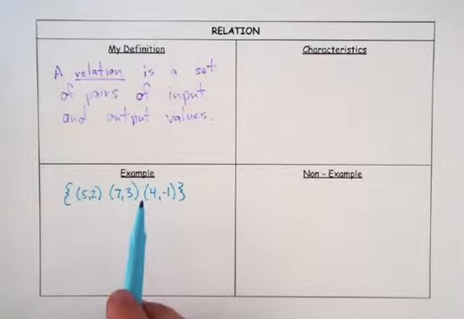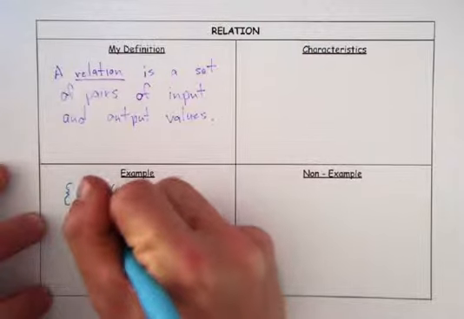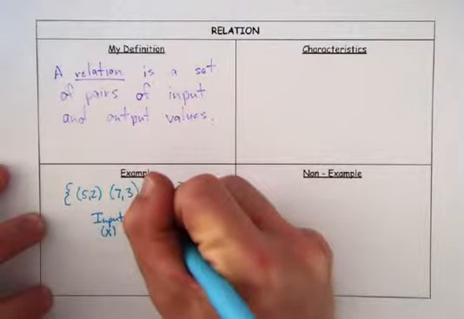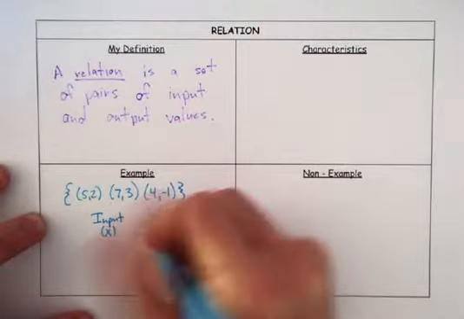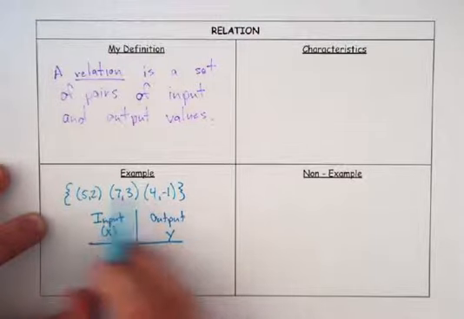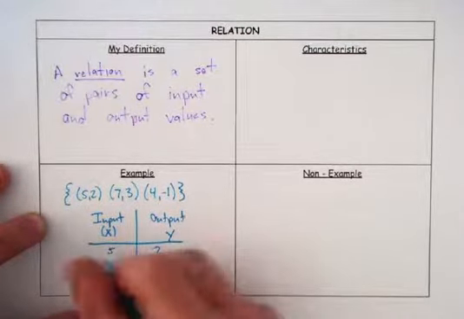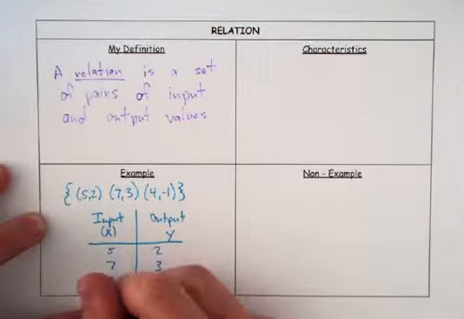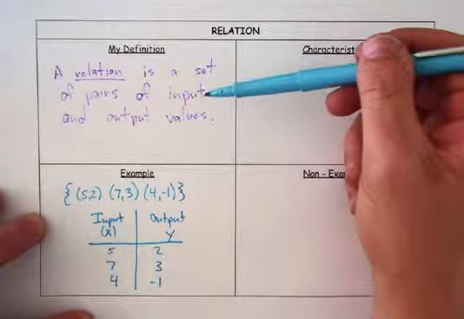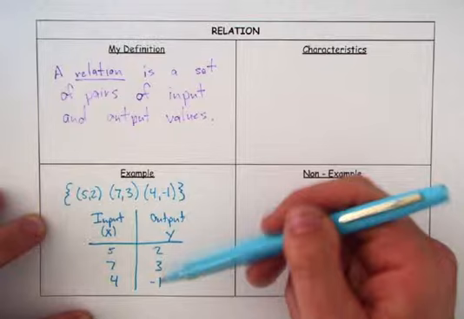All right, here's another example. We could have input, or x, and output, or y. All I'm doing is representing these numbers in a table. Input 5, output 2. Input 7, output 3. Input 4, output -1. So this helps us understand that a relation is just a set of pairs of input values, the x values, and output values, the y values.